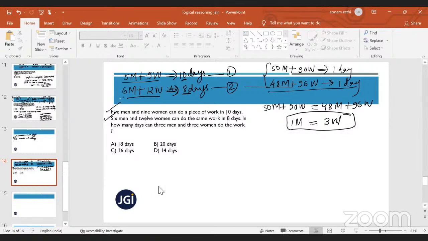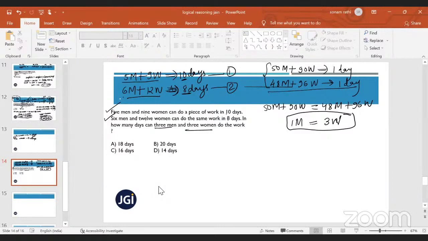So using the first two statements, I will always find the relationship between men and women or men and children, whatever is given to you. Using those, you will find this. This is your step 1. Now step 2, read the question.